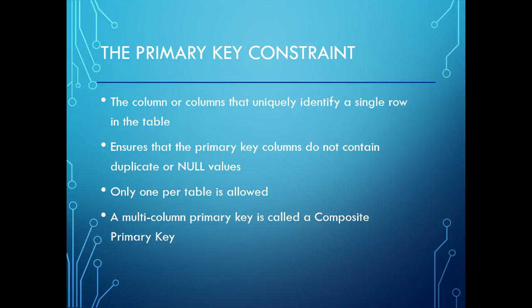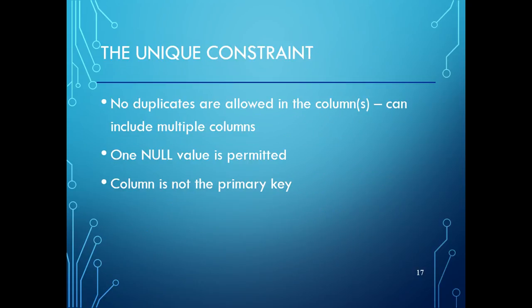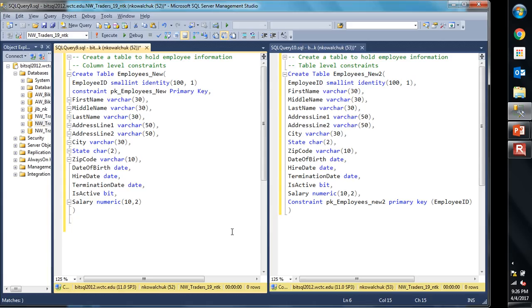So our primary key, you can't have duplicates and you can't have nulls, only one per table. The unique constraint still can't have duplicates. You can have one null value and it still enforces that everything is unique. So in our table, we don't really have a good unique fit.